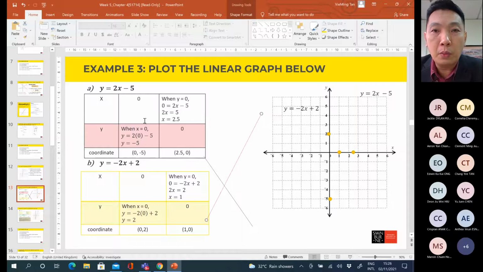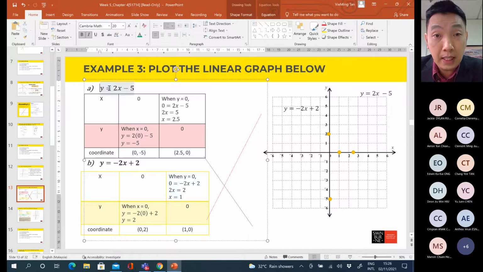Okay, so one of the possible points that this line passes through has the coordinate 0, negative 5. When x is 0, y is negative 5. So this is one of the coordinates that we can use when we want to draw this straight line. Okay, how about the second point?